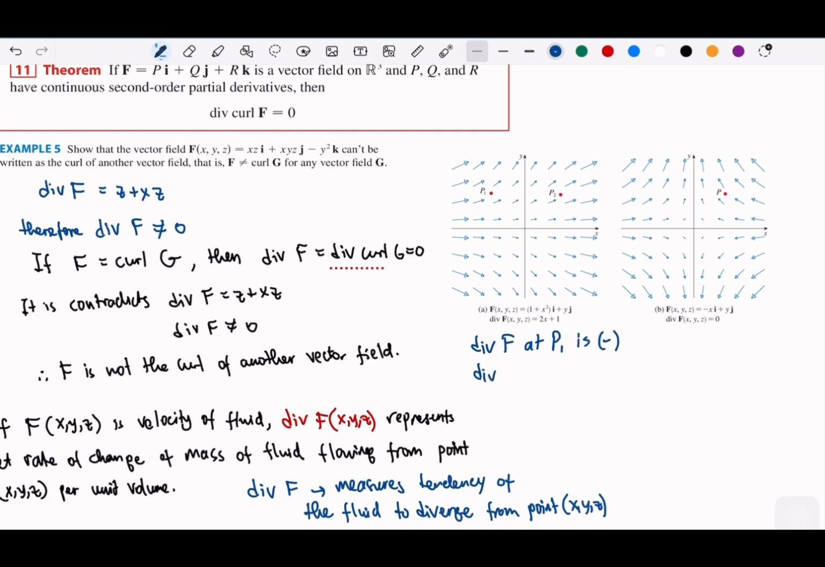But if we compare to P2, now the one going out is larger than the one coming into the point. The net rate is the one going outside minus the one going inside, so this will be a positive value.